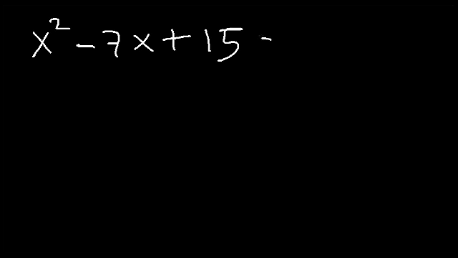Try this one. X squared minus 7x plus 15 is equal to 0.